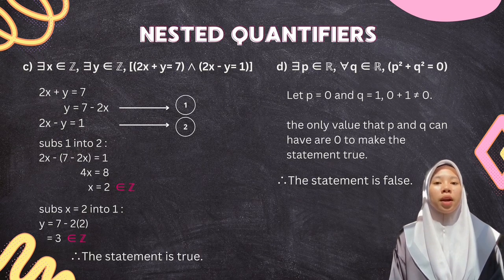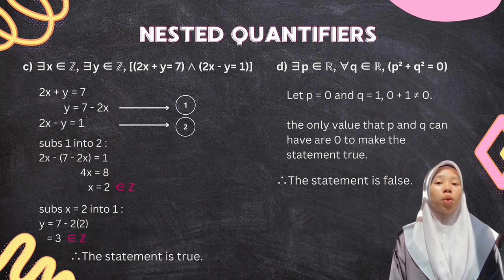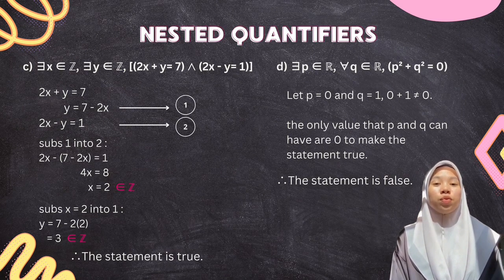Then we need to find the value of y. Substitute x equal to 2 into equation 1. So y equal to 7 minus 2 times 2, and we will get y equal to 3. Y equal to 3 belongs to Z. Since every x and y give a true value, the statement is true.